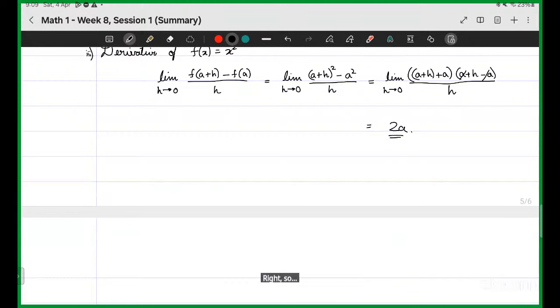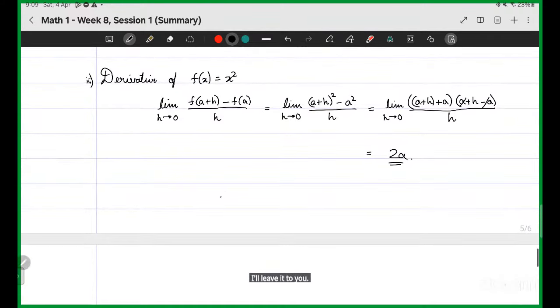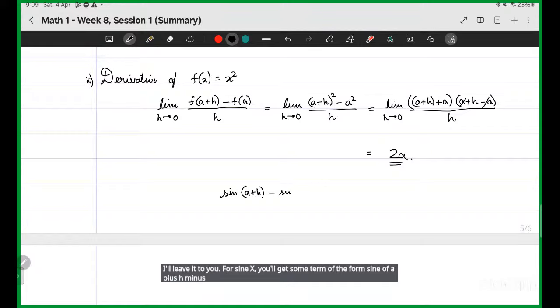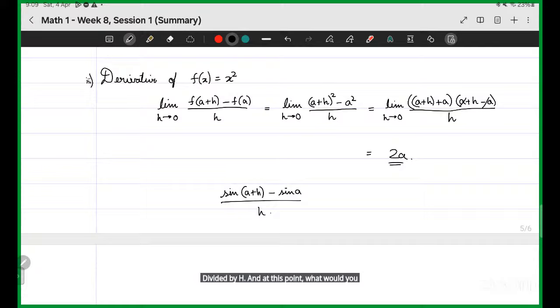Right, so you could do sin x also. I'll leave it to you. For sin x, you'll get some term of the form sin of a plus h minus sin of a divided by h. And at this point, what would you do? Sir, we can find the value of sin of a plus b. Yes, you can write it as sin a cos h plus cos a sin h, and you'll get a term of the form sin h by h, and then you'll have something of the form cos h minus 1 by h also. Yes, sir. Cos h will become 1, right, if h tends to 0. Yes.